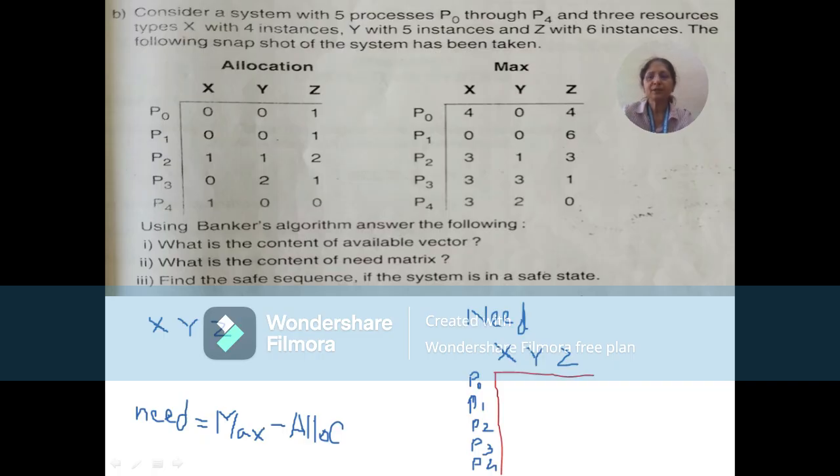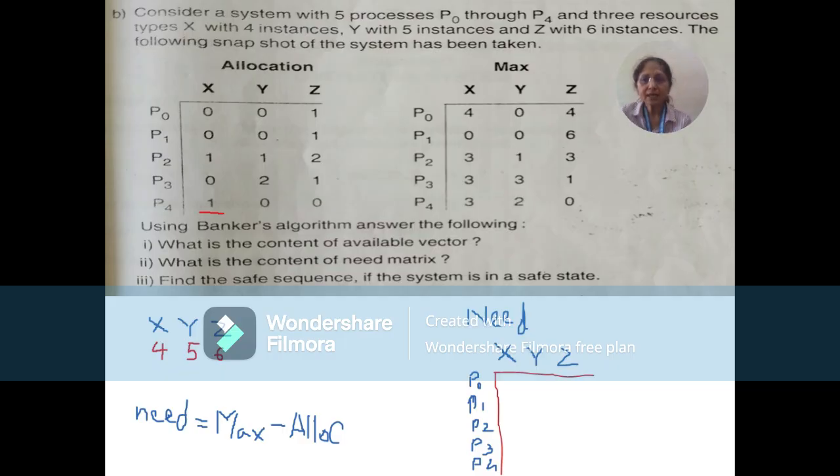Now, before we calculate the content of available vector, let us write the number of instances of each resource type that the system has. So they have given X with 4 instances. So X is 4, Y is 5 and Z is 6. These are the maximum number of resources but from these resources, some of the resources have been allocated to the processes. And how do we get how many resources of what type were allocated to which processes? We get that from this allocation matrix.